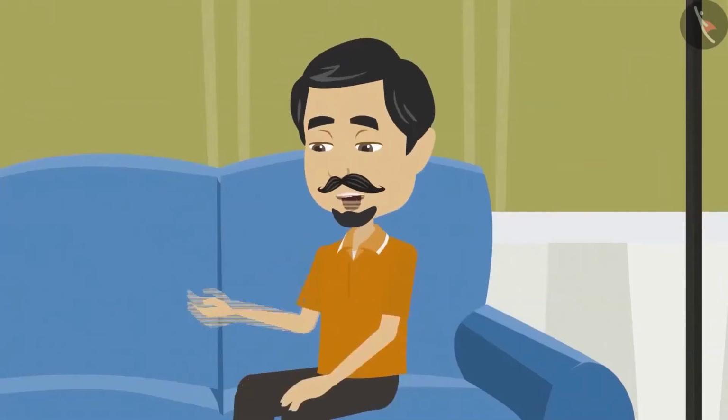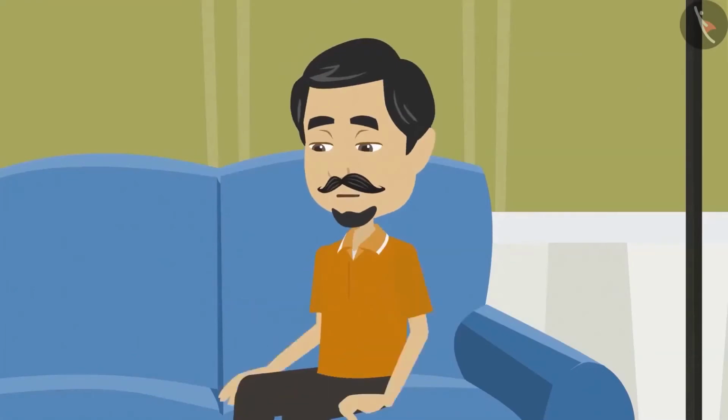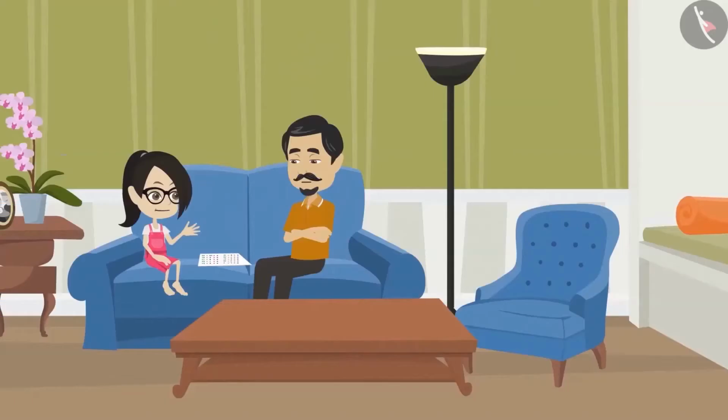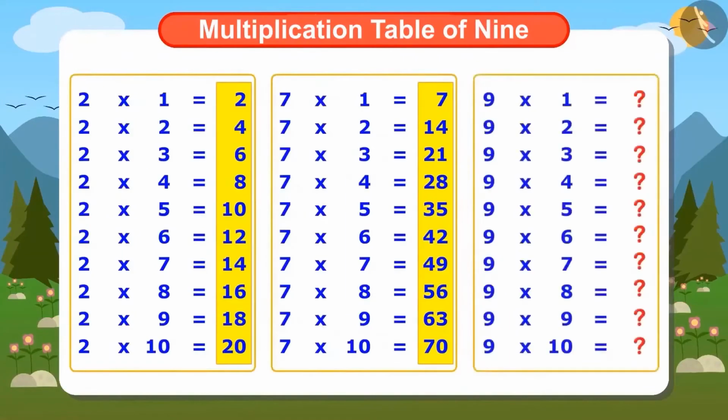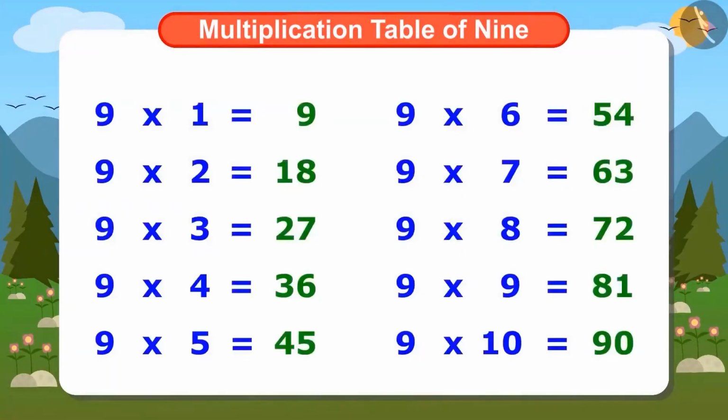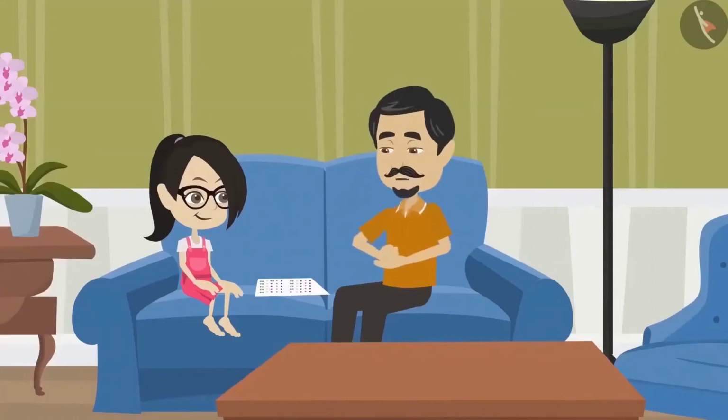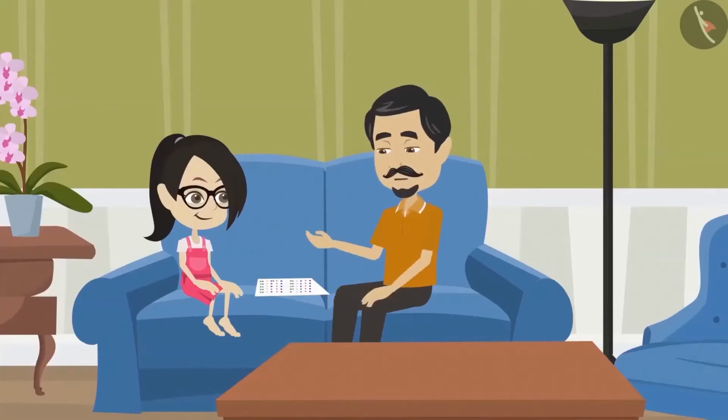Oh wow, you said exactly right. But how did you find out? First, I wrote a table of two small numbers, 2 and 7, from which I found the table of 9. And then I found out the answer to this question. Oh wow, Vandana, you have become very intelligent.